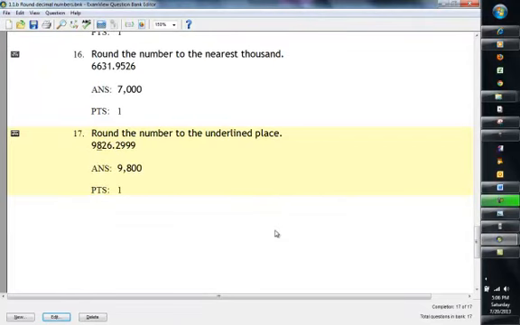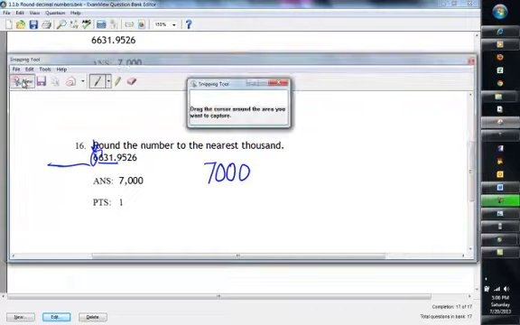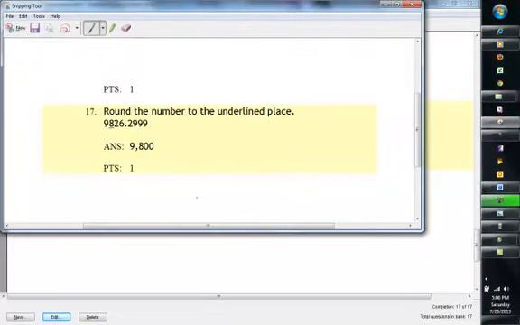Next one, round to the nearest underlined place value. In this case, the hundredths place is circled, so we look at the number after it. It's not bigger than 5, and so we would just write 98,000.